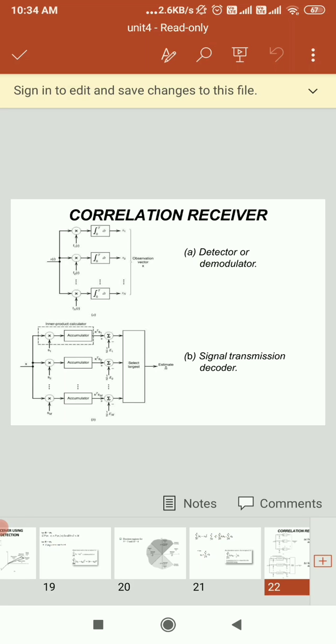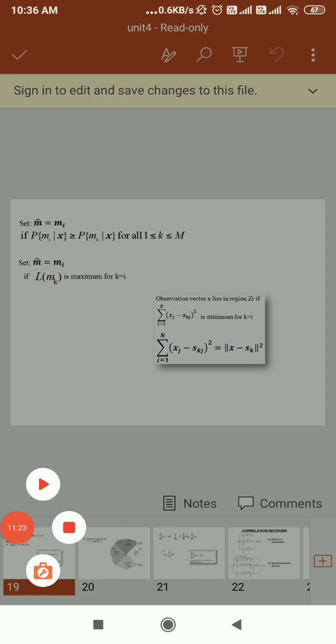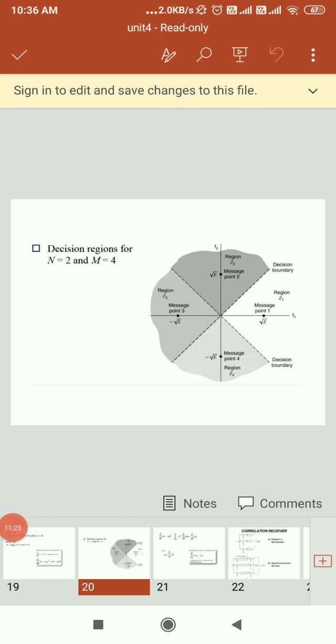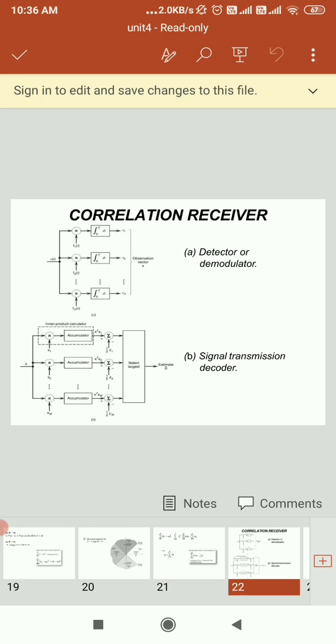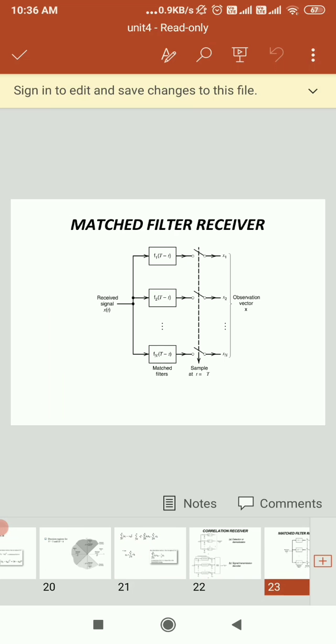So here we are using a detector or a demodulator, and we are using here a signal transmission decoder. So here we can see how we are using the correlation receiver, the matched filter and the optimum filter.